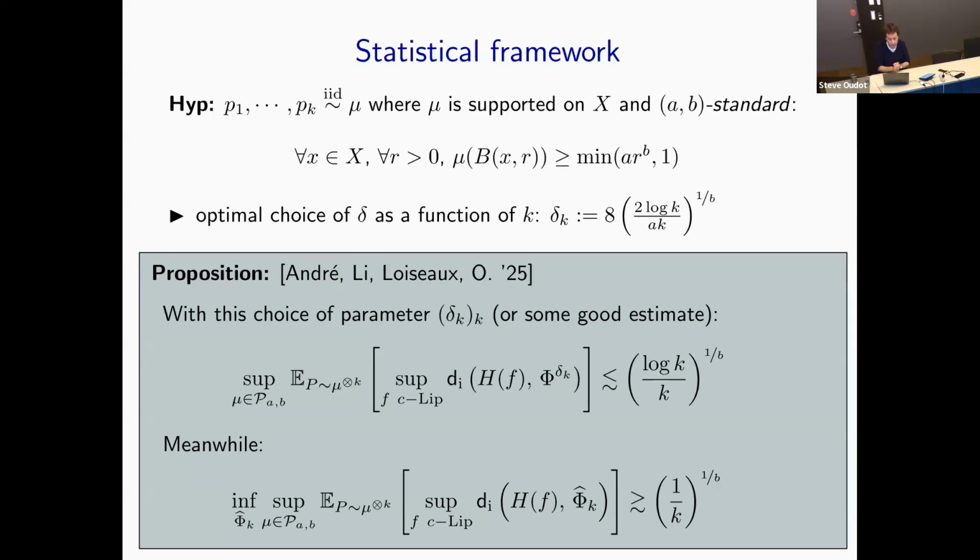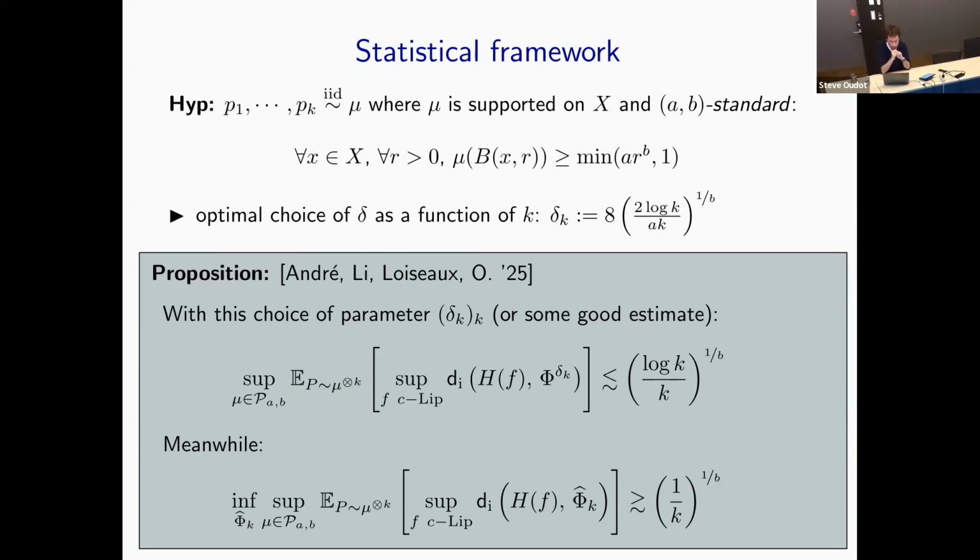And with this optimal choice of delta K, you can show that at the limit, as the number of points goes to infinity, you're going to have convergence with high probability, and the expectation of the error that you're making for any C-Lipschitz function is going to be bounded above by a quantity of the order of log K over K to the 1 over B, with a constant that is hidden here, which of course depends on the regularity conditions that we put. So it depends on the convexity radius of the space, on the modulus of continuity of the function or the Lipschitz constant of the function, and on A and B.